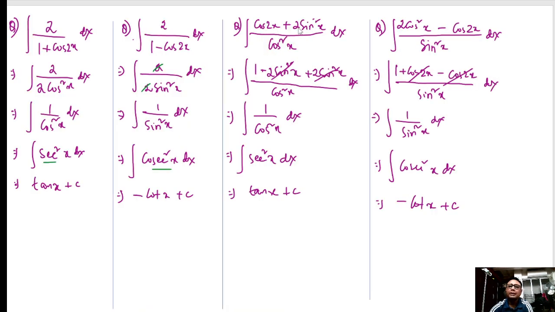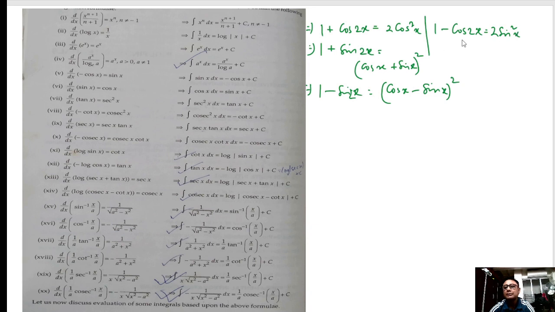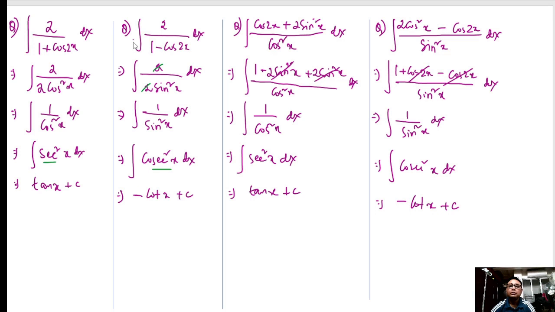Next, cos 2x plus 2 sin square x by cos square x. Okay, please watch here. What is cos 2x? Cos 2x is 1 minus 2 sin square x, or it can be 2 cos square x minus 1. So any one of them we can use. So cos 2x is 1 minus 2 sin square x, so this will cut. 1 by cos square is sec square and integration of sec square is tan x. We have seen that. 2 cos square x is 1 plus cos 2x. So this cuts. 1 by sin square x is cosec square and integration of cosec square is minus cot x plus c.